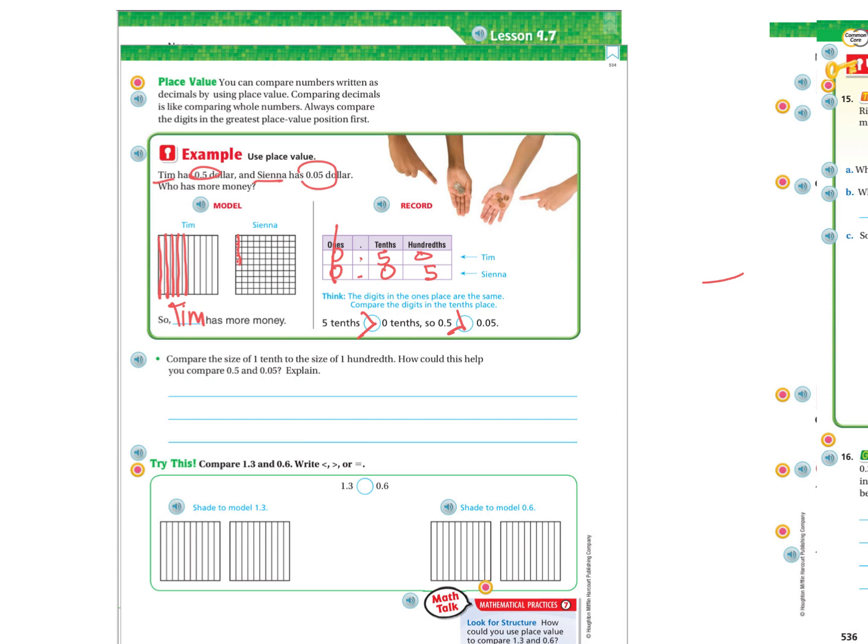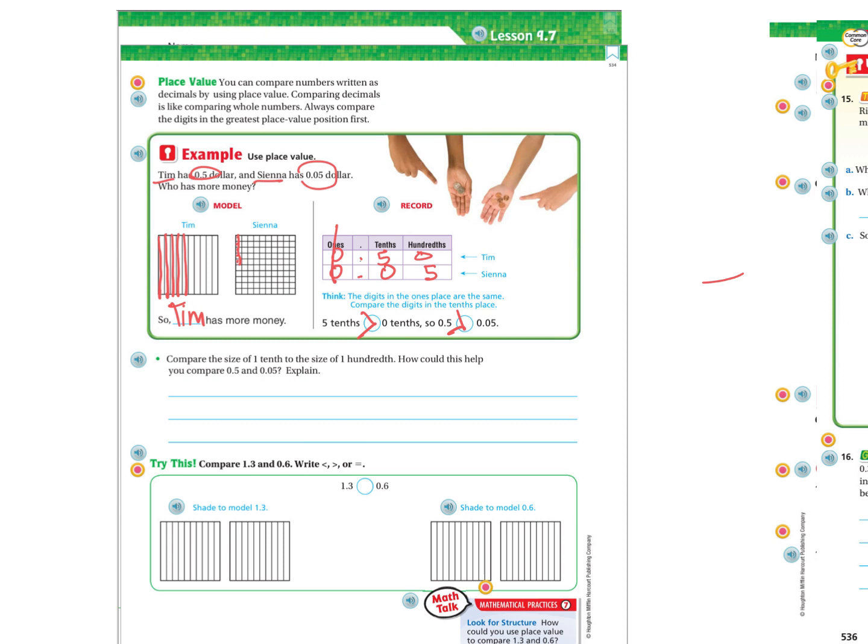All right, it says now compare the size of 1 tenth to the size of 1 hundredth. All right, how could this help you compare 5 tenths and 5 hundredths? How could it help us? Go ahead and talk with your neighbor. All right, go ahead and explain.